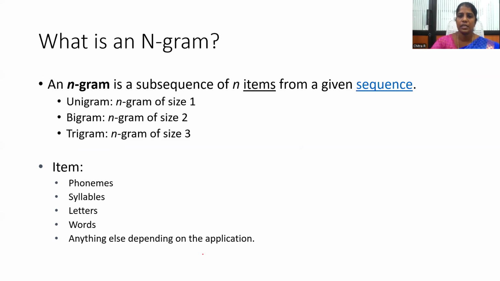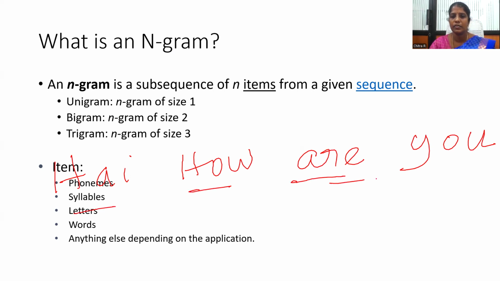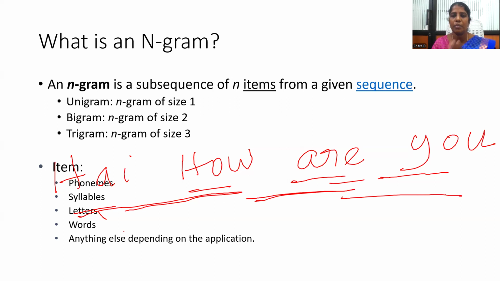For example, consider a single sentence: "Hi, how are you?" If I am going to split it into unigrams, what are all the words available here? "Hi" is the first word, "how" is the second word, "are" is the next word, and "you" is the next word. So 4 words are there. That is the unigram split. What do you mean by bigram? 2 words combined at a time is called a bigram. For example, "hi how" is taken first, then "how are", then "are you". So these are the bigram words.